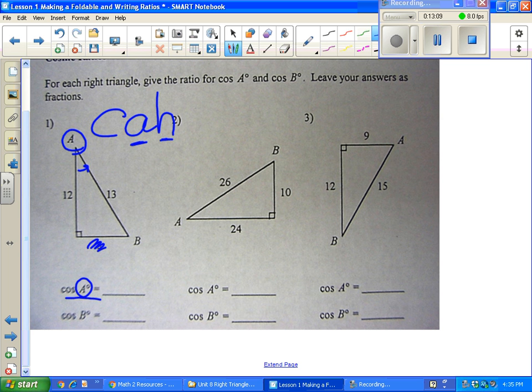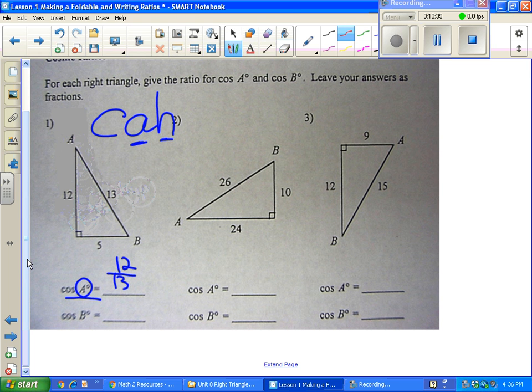Where's the hypotenuse? It's always across from a 90-degree angle, so it's always across. It's always the longest side, so that makes 13 the hypotenuse. Well, 12 technically touches or helps create angle A. It's the side of angle A, so it is adjacent. So 12 is my adjacent, and 13 is my hypotenuse. That cannot be reduced.